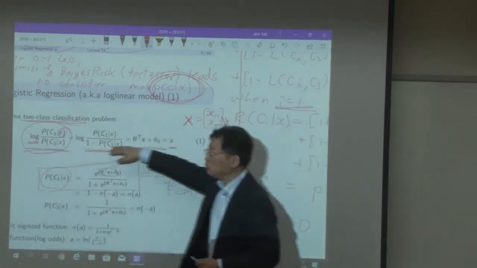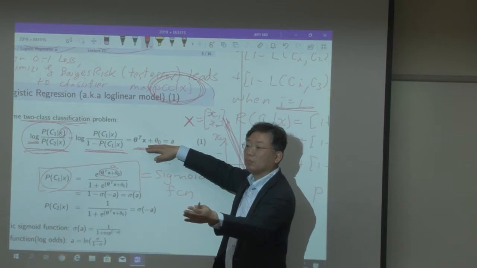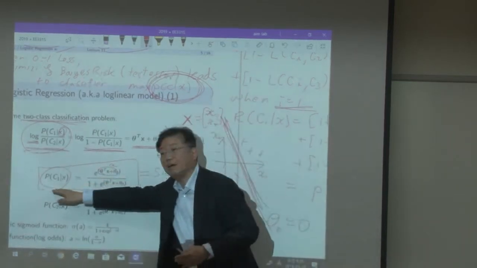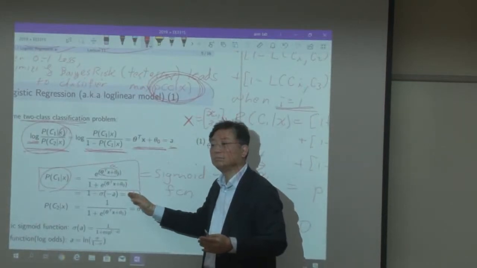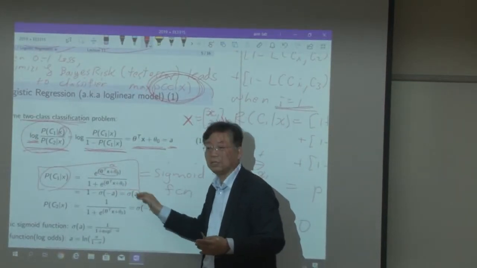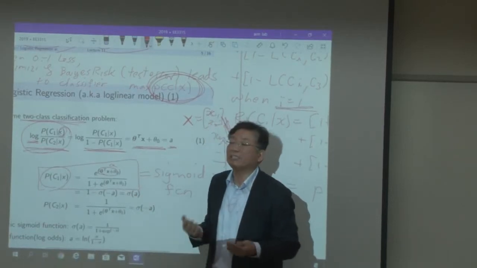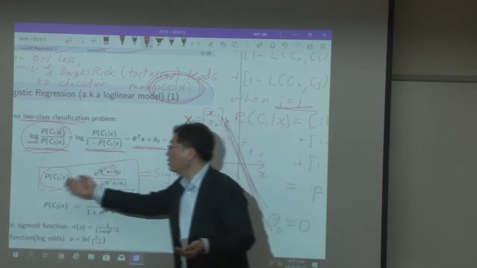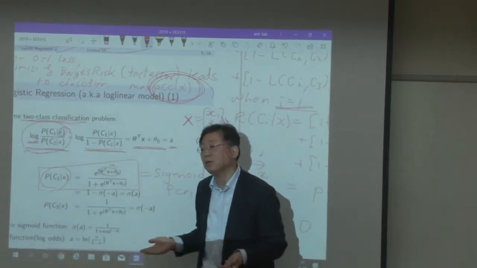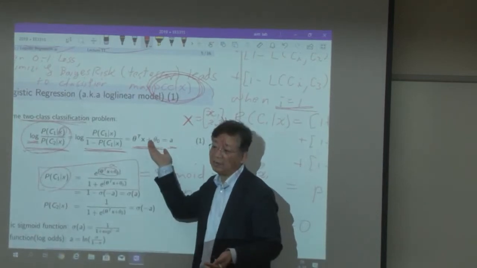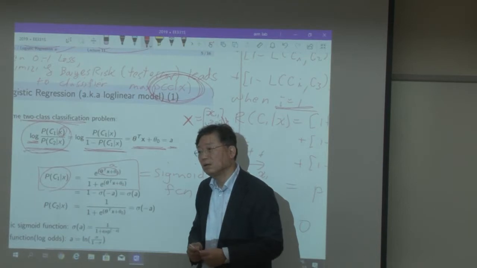I look at the log ratio and we say, oh, it's a line. And I did some math and I found the conditional probability to be a sigmoid, with the exponent being a straight line. And I'm asking you in a different way, when the conditional probability is a sigmoid, what is the decision boundary? It's a line. Okay?